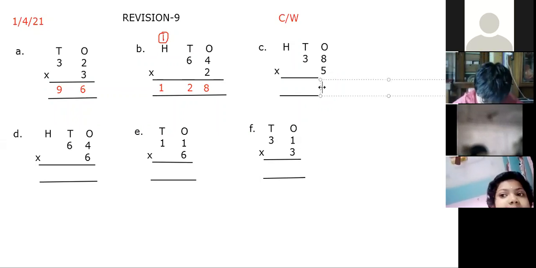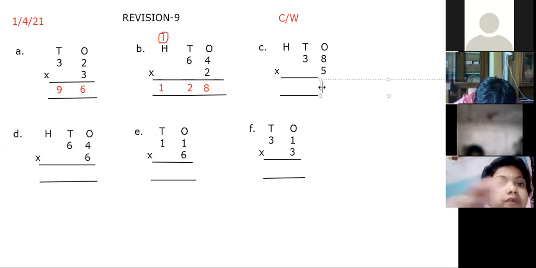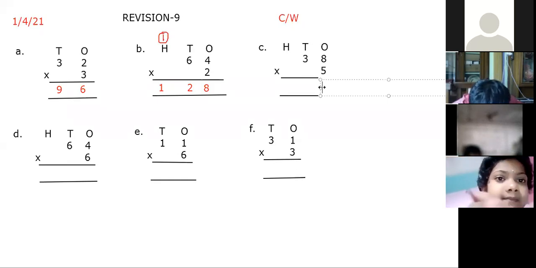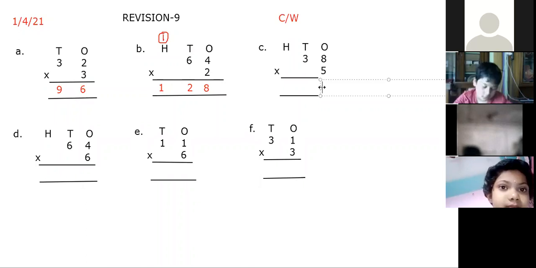Very good. So we will write here 40 or we will write 0? 4, ma'am. We will write here 4. And what about that 0? 40. So where will we write 0?